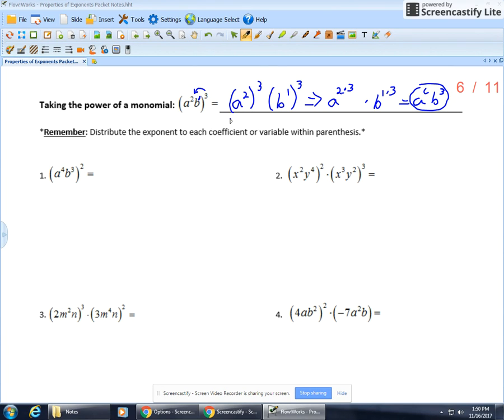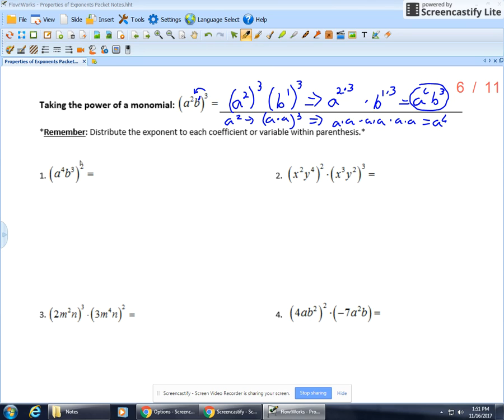All right, where does that come from? You get a squared, which is the same thing as saying a times a, to the third power. That means you want to repeat this 3 times. So you're saying a times a times a times a times a times a, and you end up getting a to the sixth power because it ends up being 6 of them.